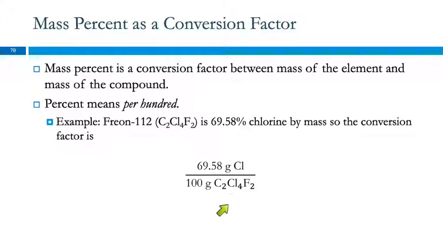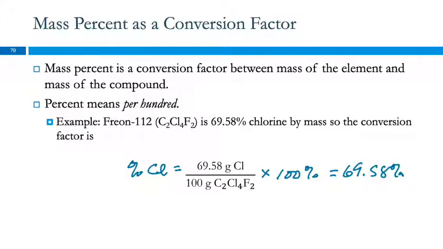Because if I took this and calculated the percent chlorine, it would equal the mass of chlorine divided by the mass of the compound times 100, and I would get 69.58%. Right? So when you see percent, you can rewrite that as that many grams per 100 grams. Percent means per 100.